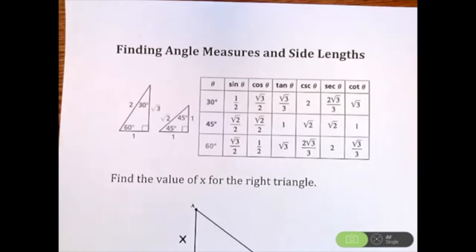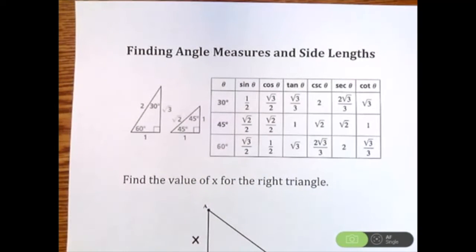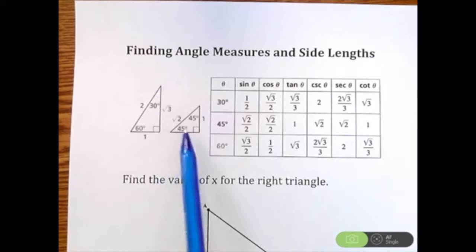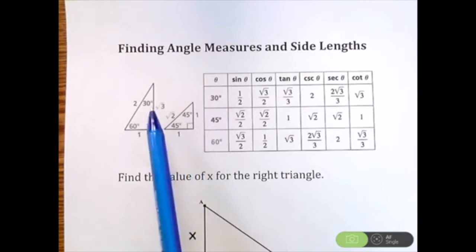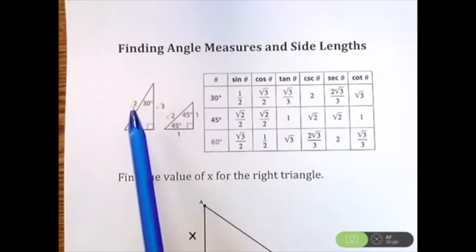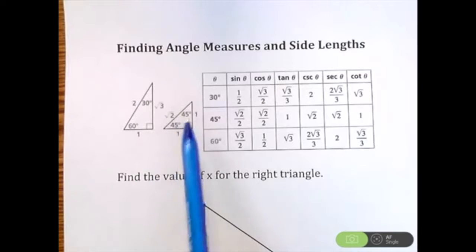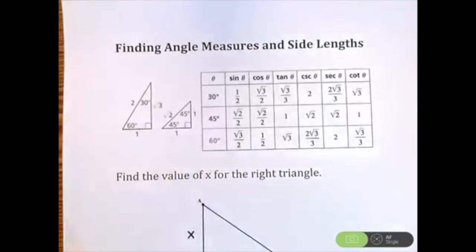What's up, guys? We're going to find some angle measures and side lengths using either sine, cosine, tangent, cosecant, secant, and cotangent. So first thing I have on here is something that we filled out in class: we took two special right triangles, a 30-60-90 and a 45-45-90. The 30-60-90 has sides of 1, square root of 3, and a hypotenuse of 2. A 45-45-90 has side lengths of 1 and a hypotenuse of square root of 2.